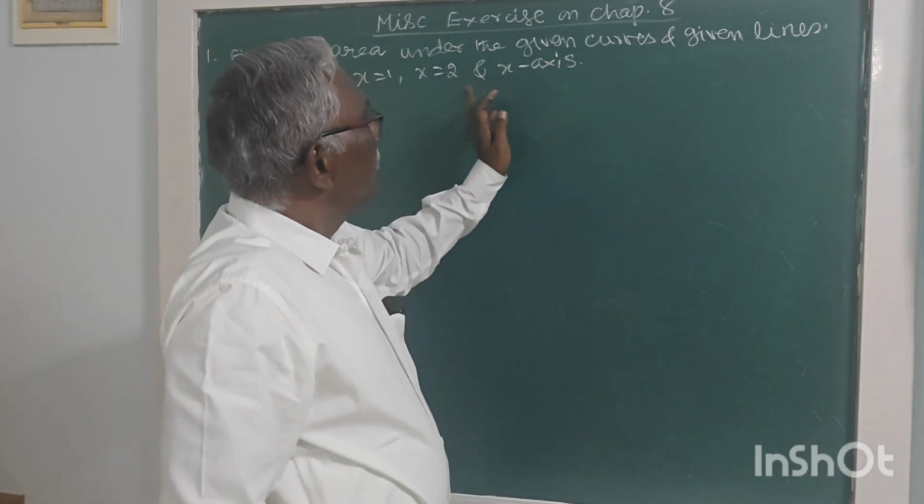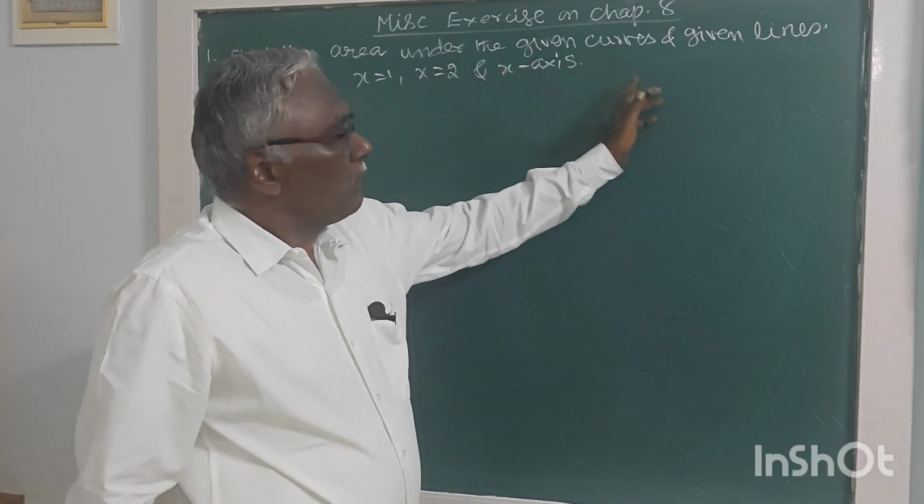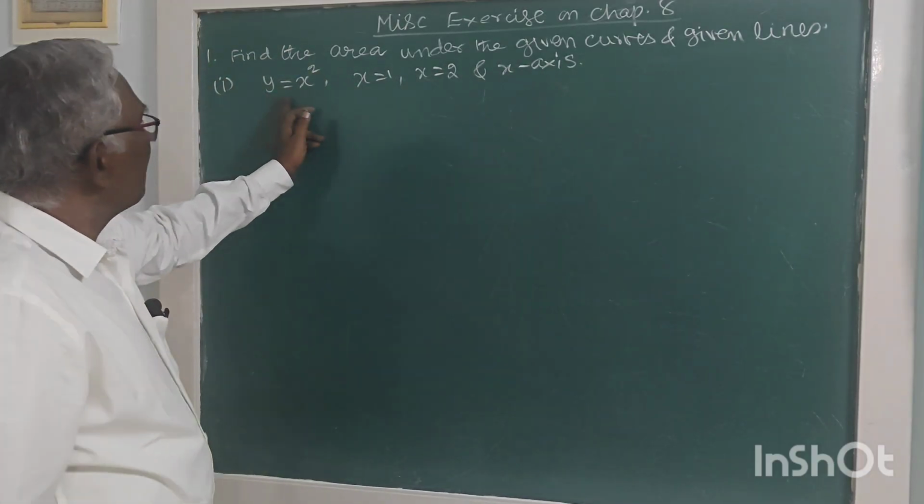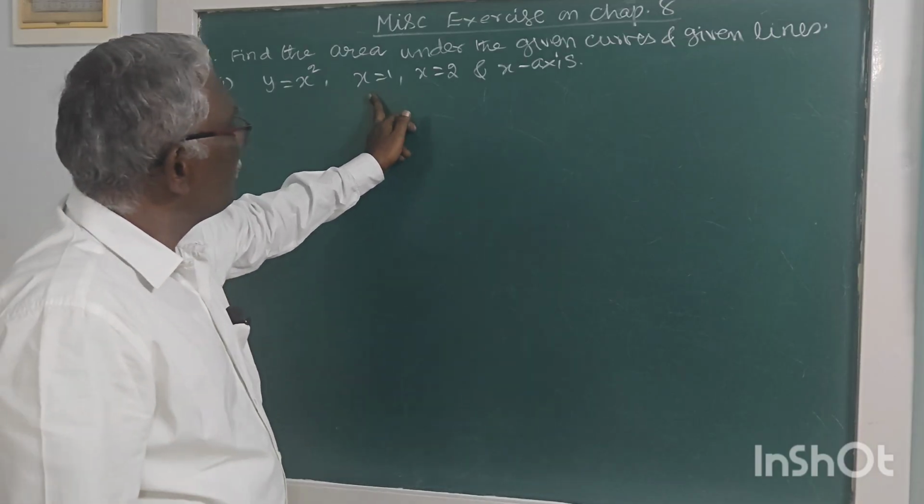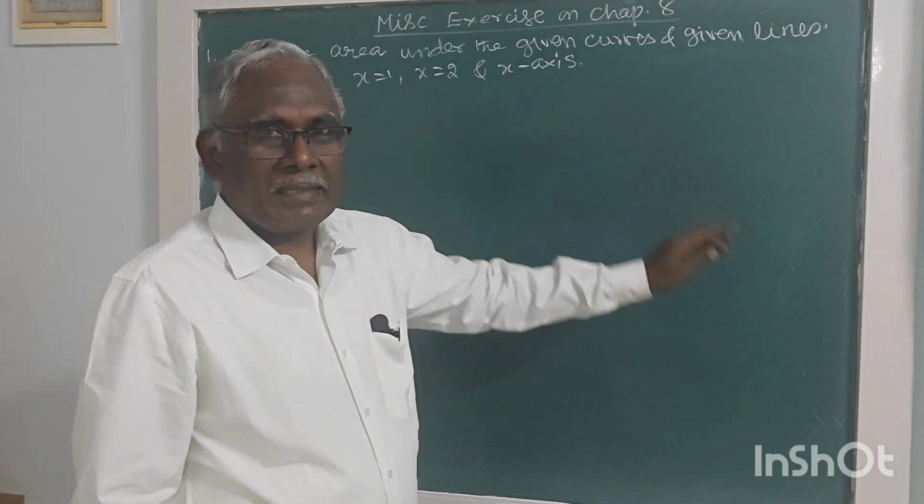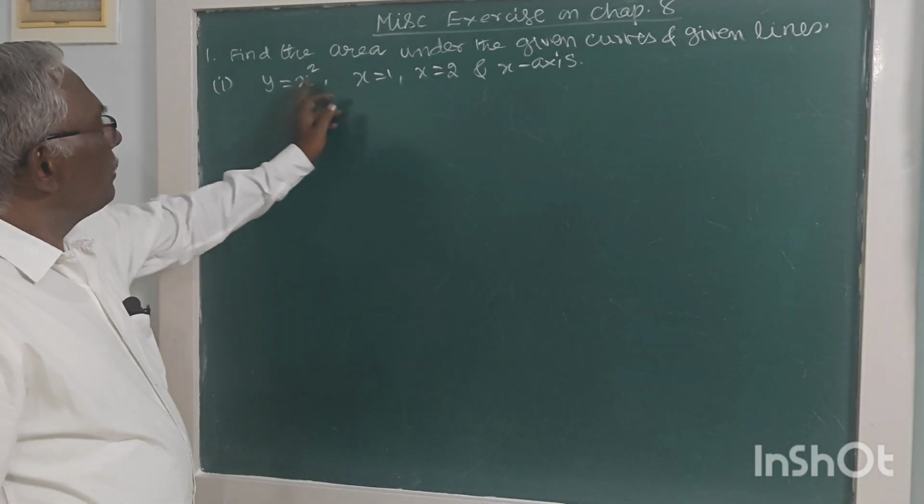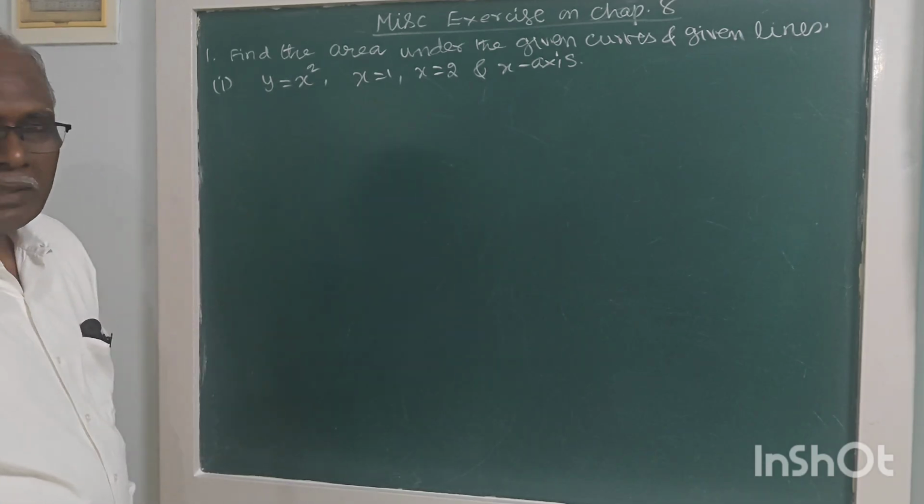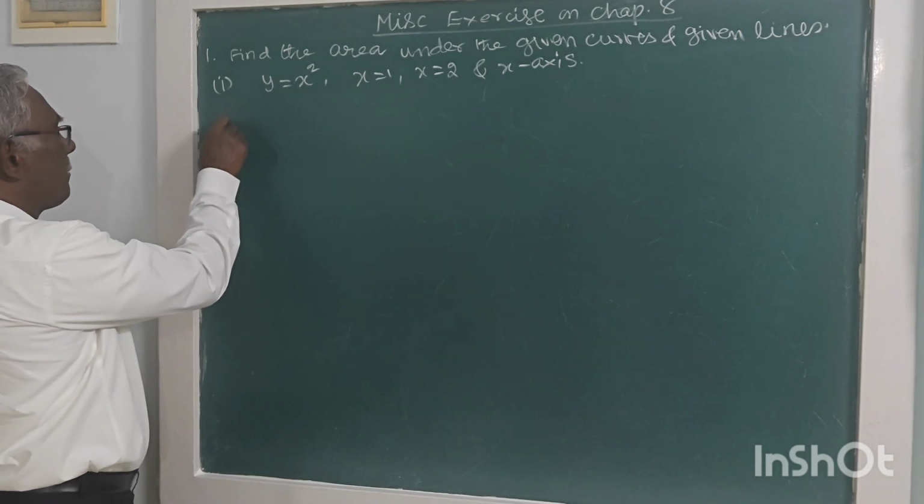In this problem, we have to find the area under given curves and given lines. The given curve is y is x square and the lines are x is equal to 1, x is equal to 2 and the x-axis. Y is equal to x square is an upward parabola with the vertex at origin as shown in the figure.